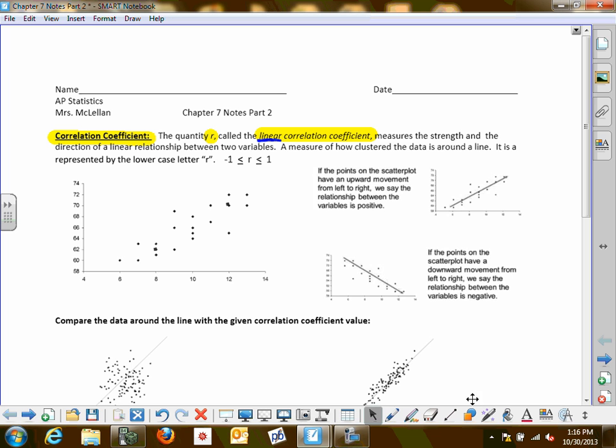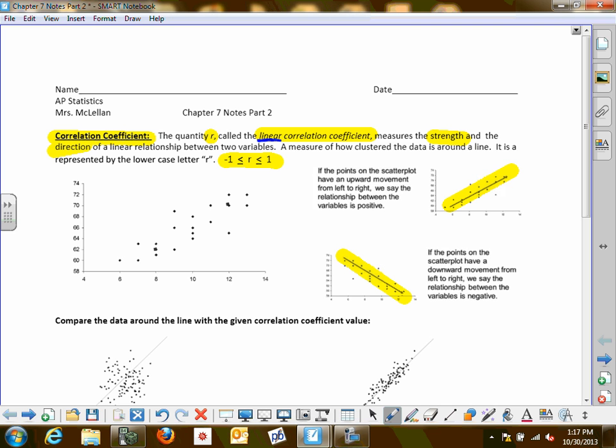You get a measure of the strength. Is it weak, strong, moderately strong, very strong, perfect linear relationship, and the direction of it. Direction meaning like, what do you think? Good, positive and negative. Okay. Now, in a sense, it is a measure of how clustered the data is around the line that is best fitting this data. And again, represented by the lowercase r, here is the range of those values.